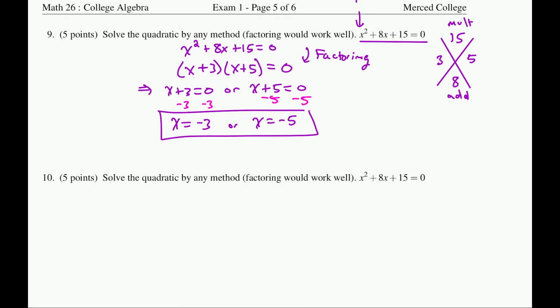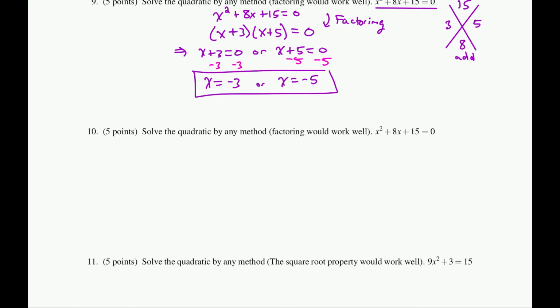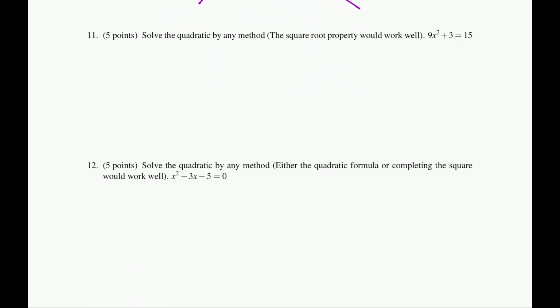The next problem is actually a mistake. It's just the same problem that we just solved. So we're not going to do that again. And onward.